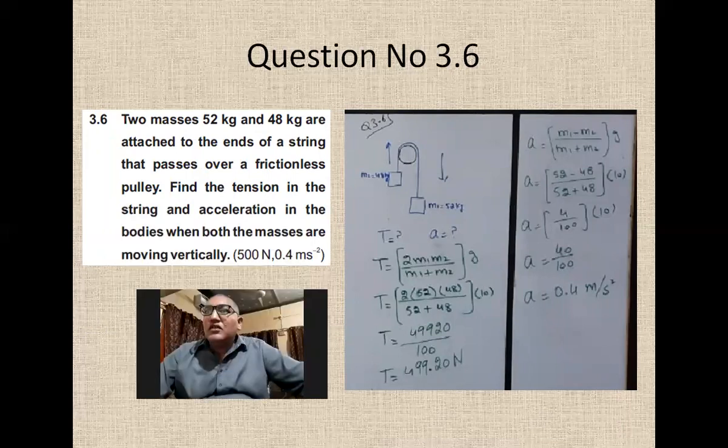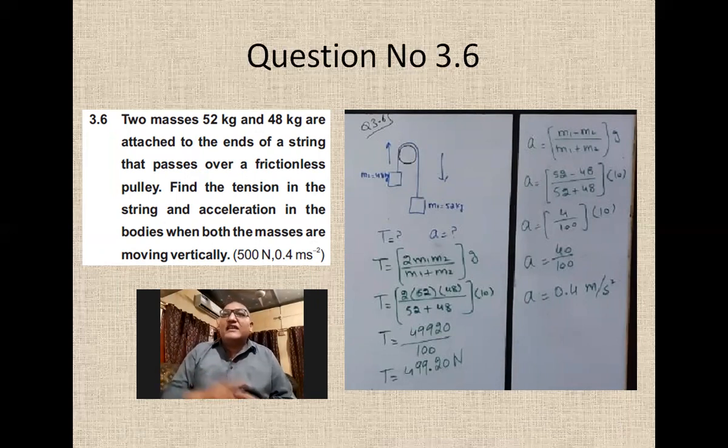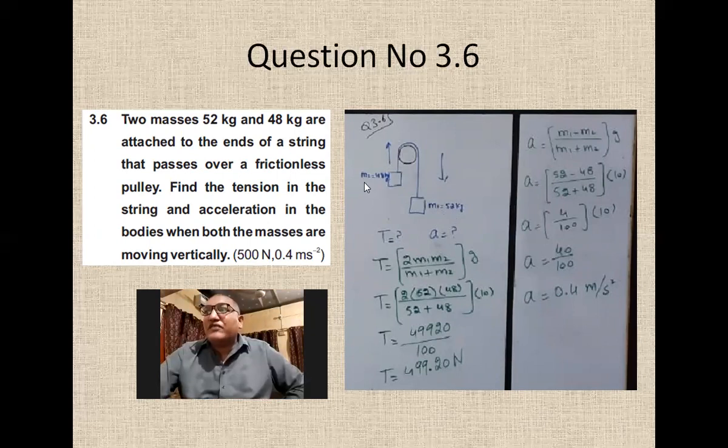So here we have a question that especially requires you to remember the formula of the tension and the acceleration. This is also a special case. Two masses, 52 kg and 48 kg, are attached to the ends of a string that passes over a frictionless pulley. Find the tension in the string and acceleration in the bodies when both the masses are moving vertically. Here you can see the larger mass M1, that's 52 kg, and the smaller mass M2, that is 48 kg.